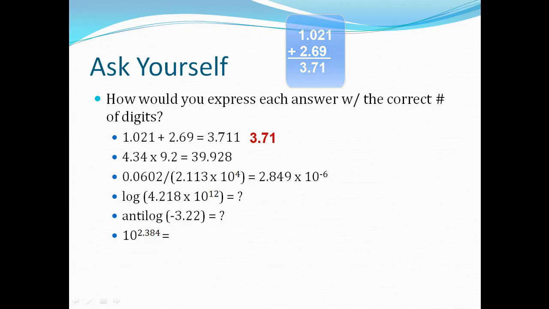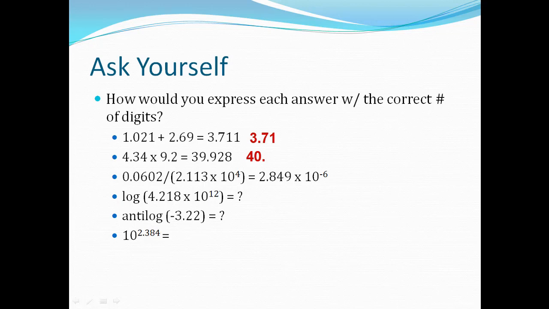What about the second one? It's multiplying and dividing, so we see that the first number has 3 sig figs, the second number has 2. So that means that your answer is going to have 2. So the answer would be 40 dot. You have to put the decimal place because if not, that 0 does not count after that 4. So it's 40 decimal.